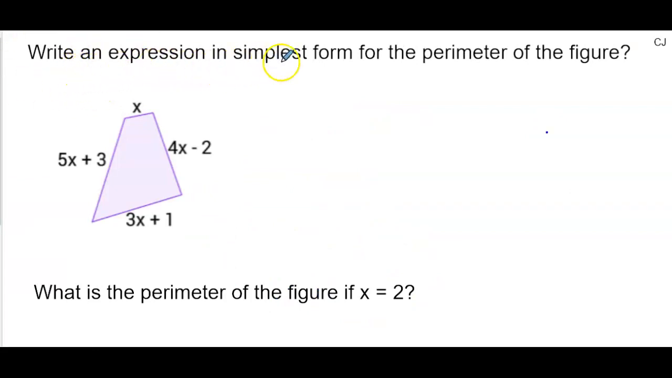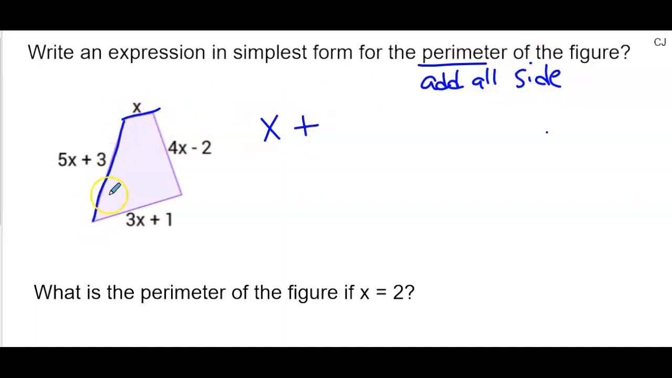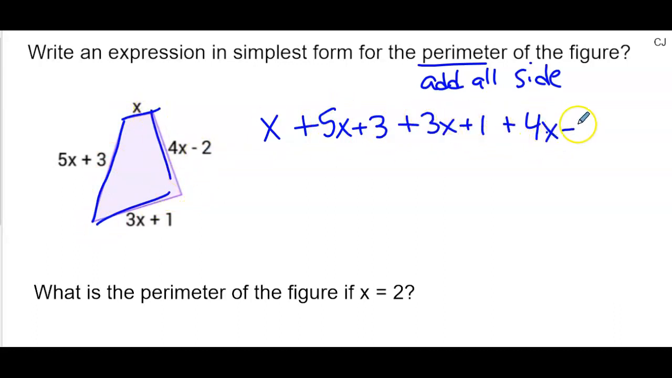So pause this problem if you want to try it first. It says, write an expression in simplest form for the perimeter of the figure. Perimeter means add all sides. So we're going to add up each side. We're going to take this side, x, plus this side, 5x plus 3, plus this side, 3x plus 1, plus this side, 4x minus 2. And then we're going to combine like terms.